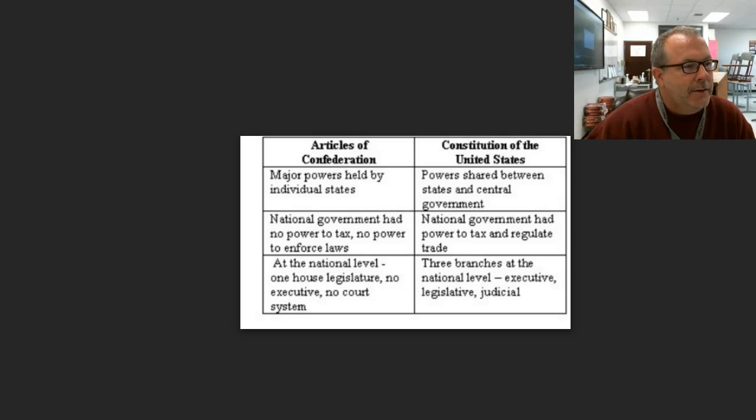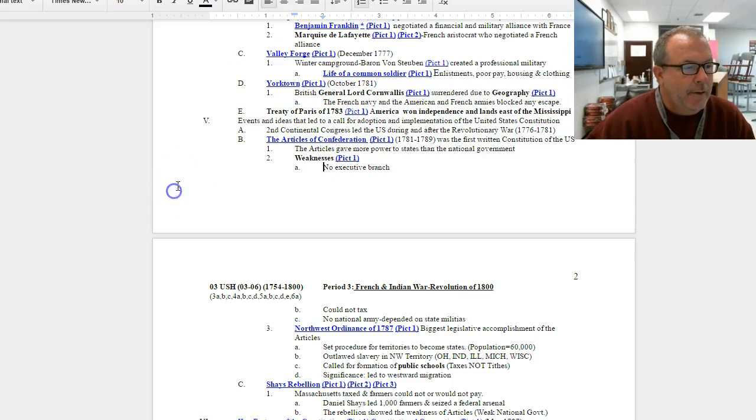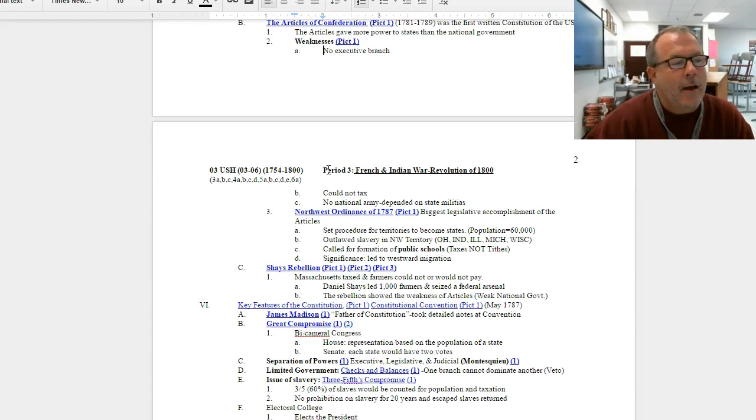Here are just a few examples. Let's talk about them individually. First, there would be no executive branch. That refers to a president. That refers to a dictator, a single individual who has way too much power. And here the colonists were thinking of the king, and they did not want a repeat of that.